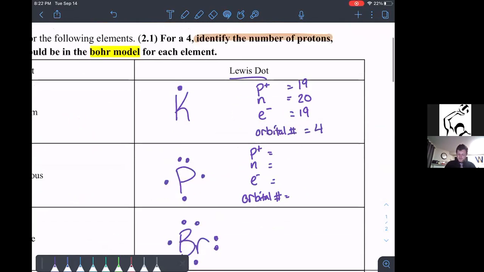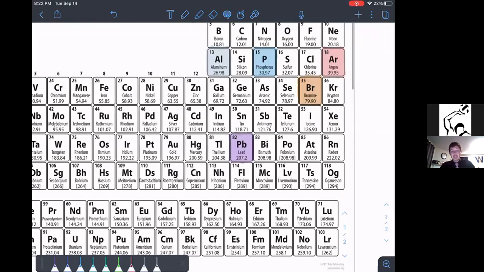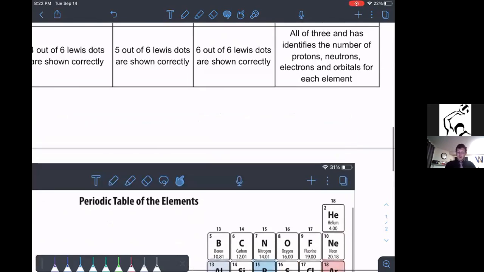Phosphorus is down here. It is number 15. So its number of protons is 15. Its number of electrons is 15. Mass number minus protons gives us 16 for the number of neutrons. And it's in row 3, so it has 3 orbitals.